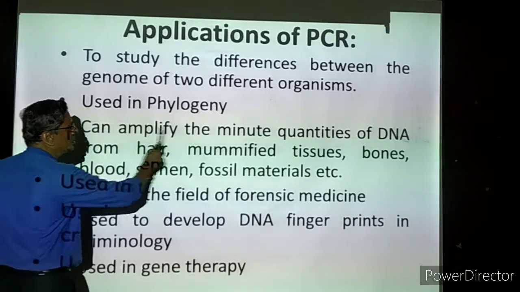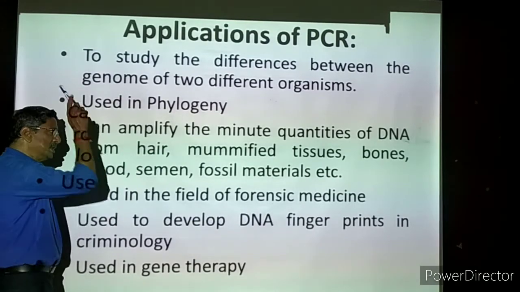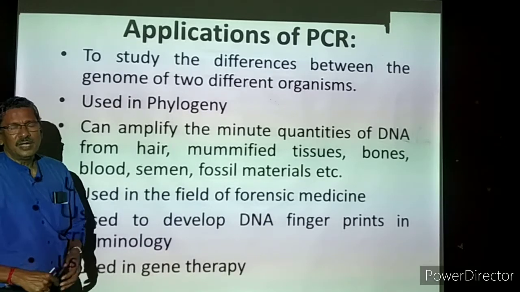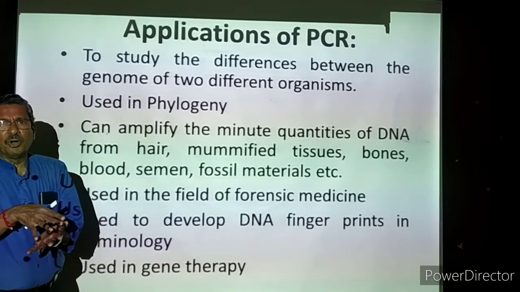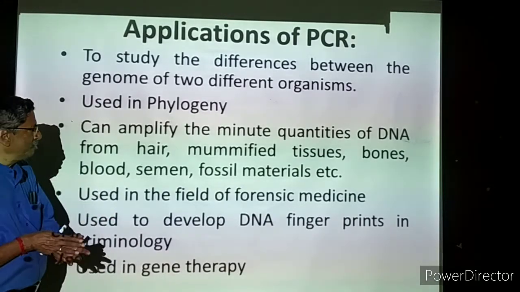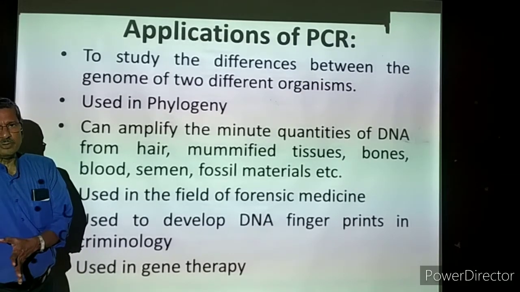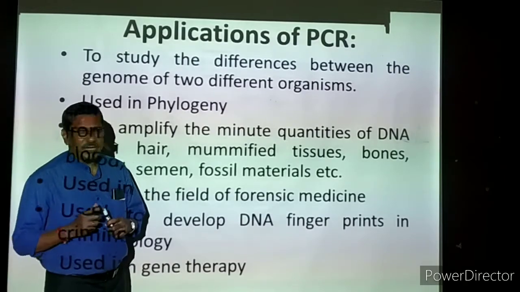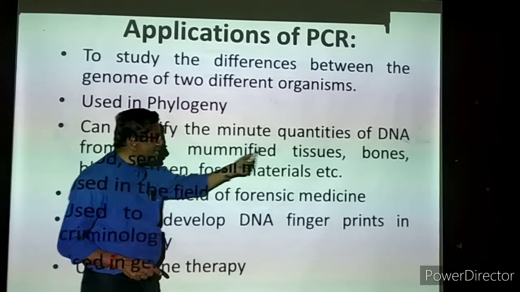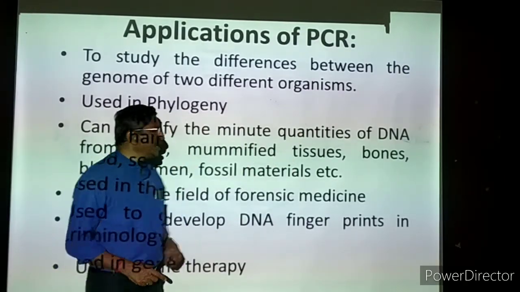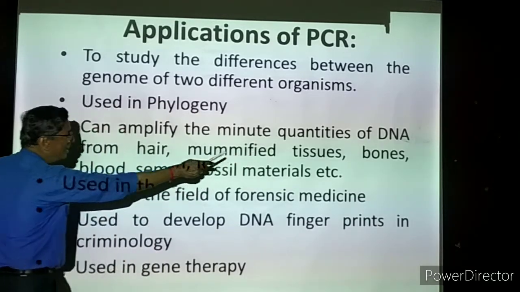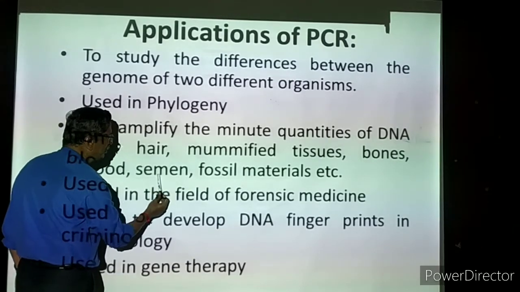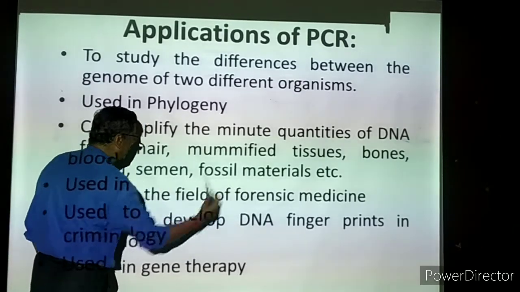Likewise, DNA from the hairs of dead animals and mummified tissues, mummies. They process the dead body of a human of a long time before and keep it as a mummy, preserved with a lot of preservative. But the bodies are still there, so from the cells or tissues of the body, DNA can be extracted from bones, blood, semen, that is male germinal cells, fossil materials, etc.